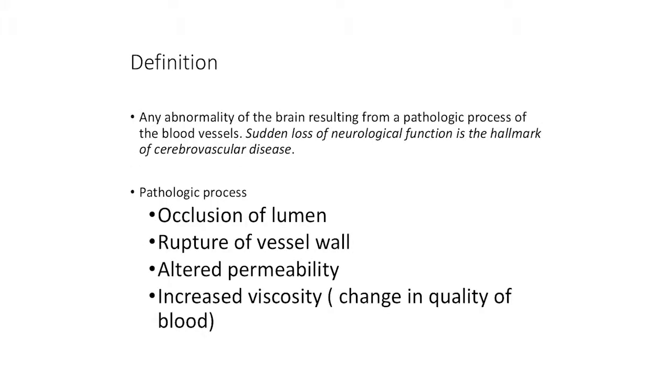So, like you all know, ischemic stroke is any abnormality of the brain that results from a pathologic process of the blood vessels, which eventually leads to decreased perfusion, and sudden loss of neurological function is the hallmark of cerebrovascular diseases. The pathological process could be occlusion of the lumen or rupture of the vessel lumen, altered permeability, and increased viscosity.